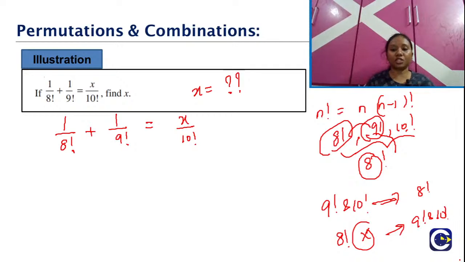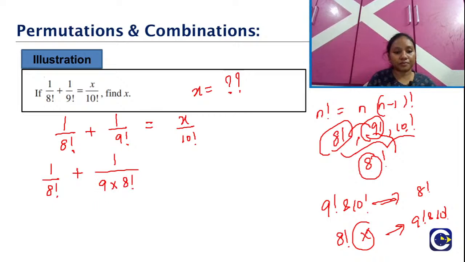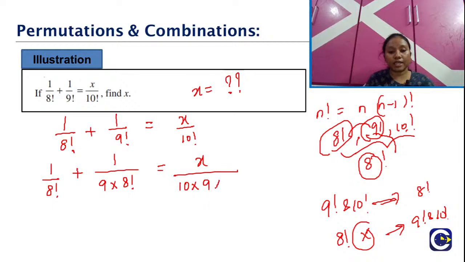Just now, as I mentioned, we'll be rewriting 9 and 10 factorial in terms of 8 factorial. So let's do that first step here. 1 by 8 factorial will remain as it is, whereas 1 by 9 factorial can be written as 1 by 9 into 8 factorial. Yes or no? Similarly, x by 10 factorial can be written as x by 10 into 9 into 8 factorial. So this will be our first step. Now the three terms are 1 by 8 factorial, 1 by 9 into 8 factorial, and x by 10 into 9 into 8 factorial.